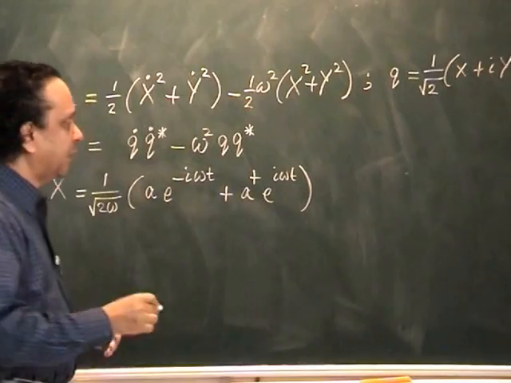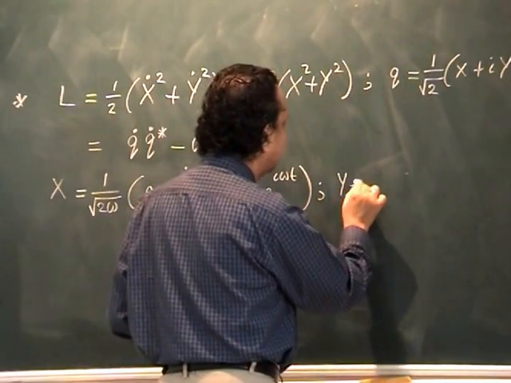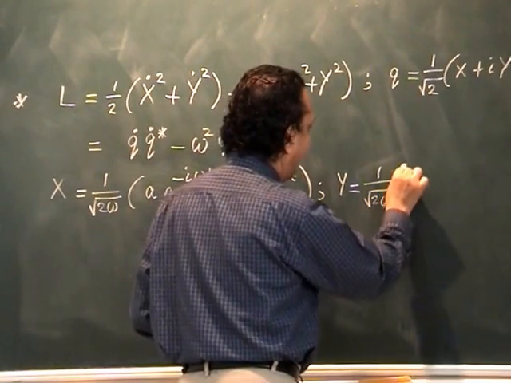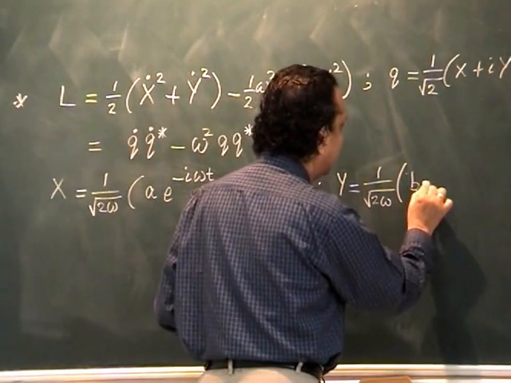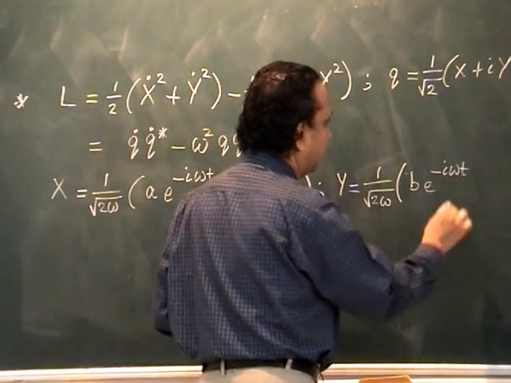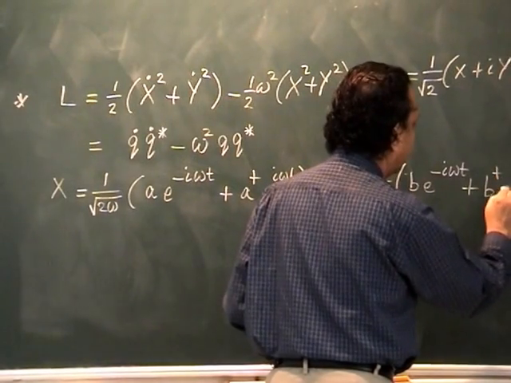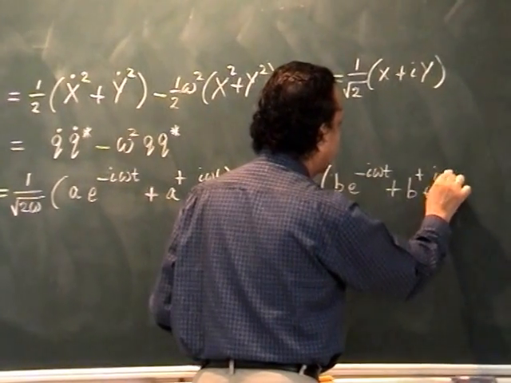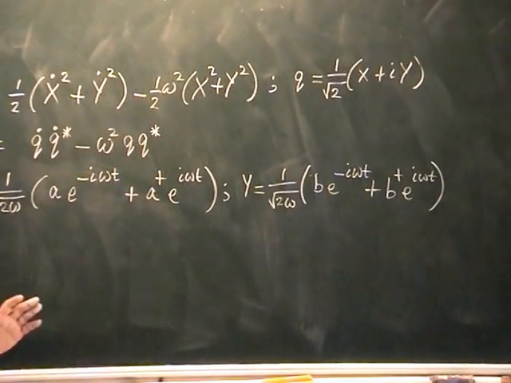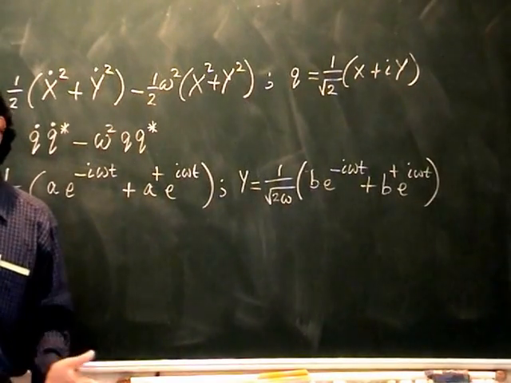And let me associate with y another set of creation and annihilation operators, which is 1 over root omega, b e to the minus i omega t plus b dagger e to the i omega t. x and y are independent variables, so the a and b in all combinations come in.